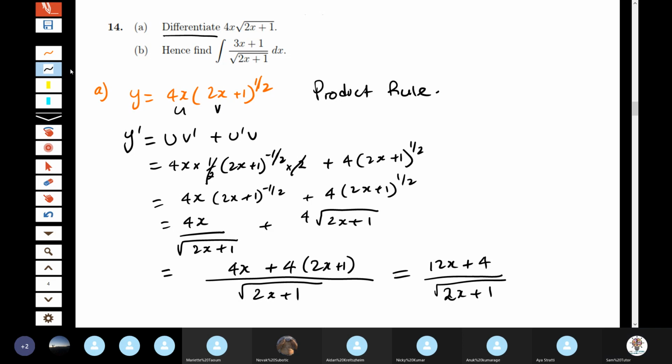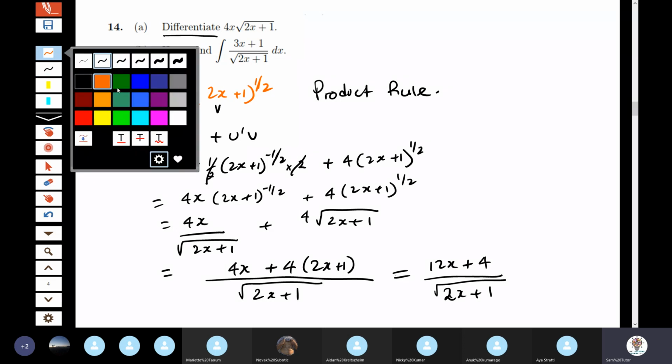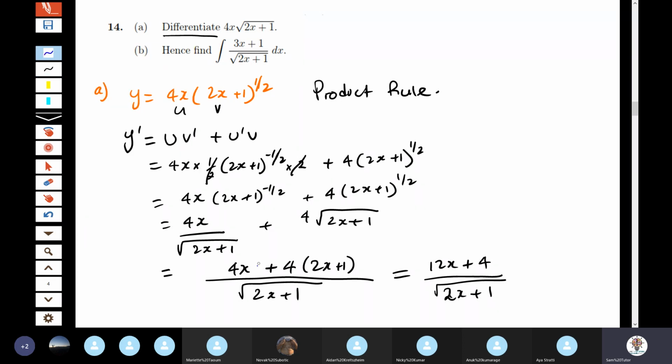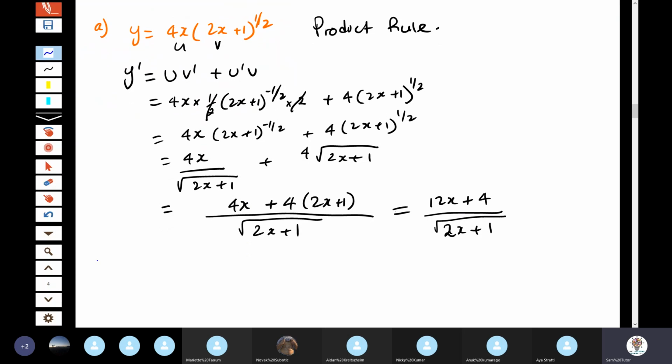Okay. That was just differentiating. Had nothing to do with the actual integral. So be careful with that. You might need to review a bit of differentiation there. Part B. What do I know about the integral of 12x plus 4 on square root 2x plus 1 dx? What does the integral of this become?